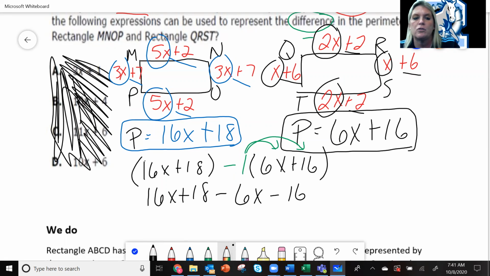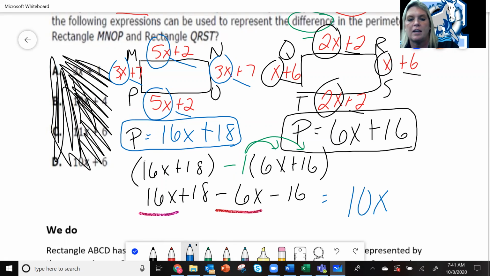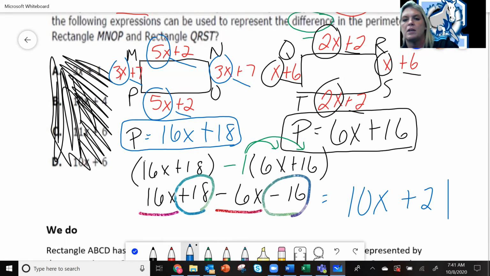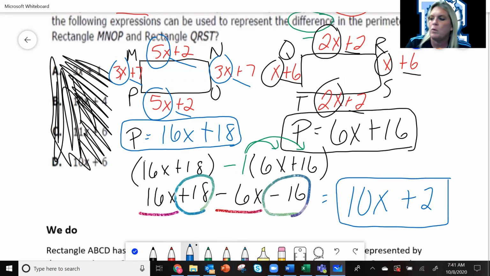Now combine like terms. I've got 16x minus 6x. Well, that's going to equal 10x. Then I have 18 minus 16. 18 minus 16 is 2, plus 2. This is our answer in terms of x. This is what we should have for our answer.